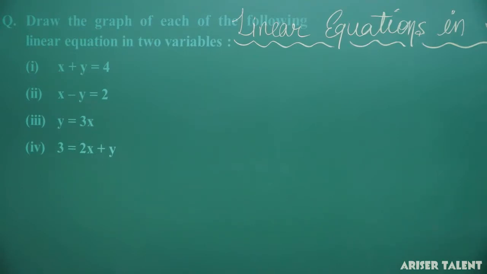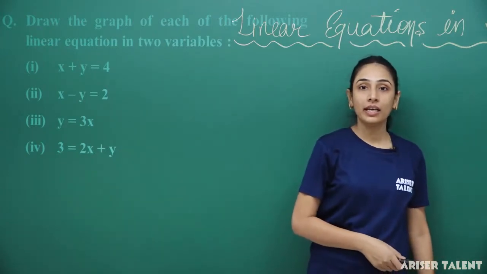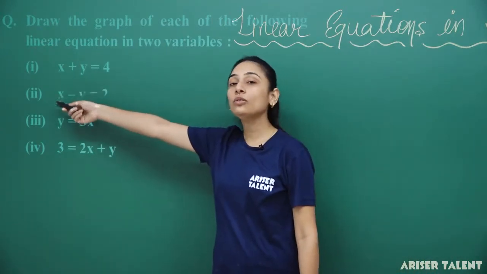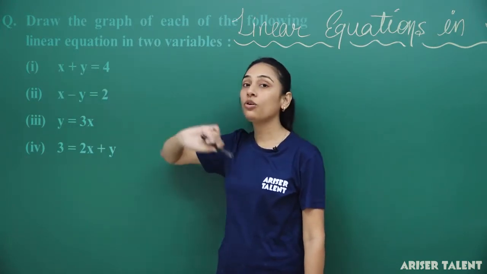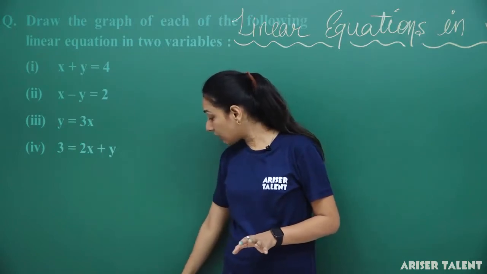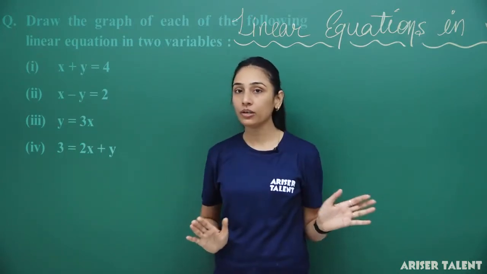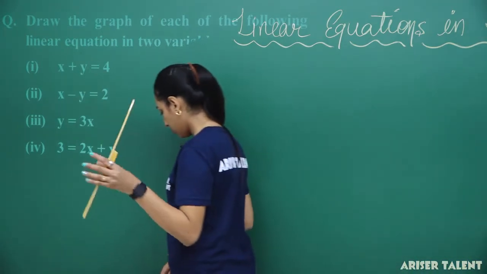Okay, so the first equation is x plus y equals 4. So this is our first equation. Now what you have to do is find the values of x and the values of y and then draw the graph for that. Okay, and we have covered this section in the theory part also. Now we'll do the questions. So with question number 1, this is the scale.